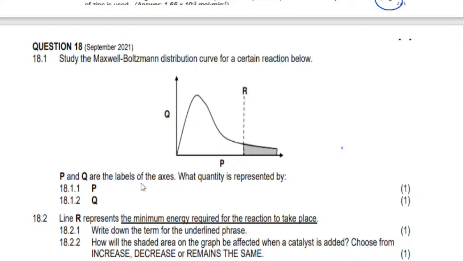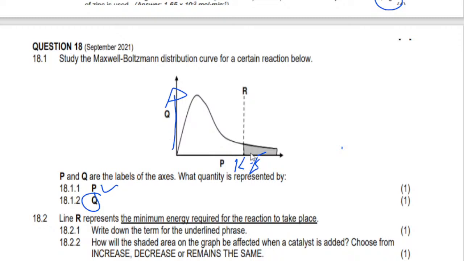So P and Q are labels for axis. Okay. What quantity is represented by P? So you have said it. P is the kinetic energy. It shows the kinetic KE, kinetic energy. And then Q shows the number of particles or number of molecules. We don't know whether they have sufficient energy or we are just talking about the number of molecules as we go up, the number of molecules in this reaction.